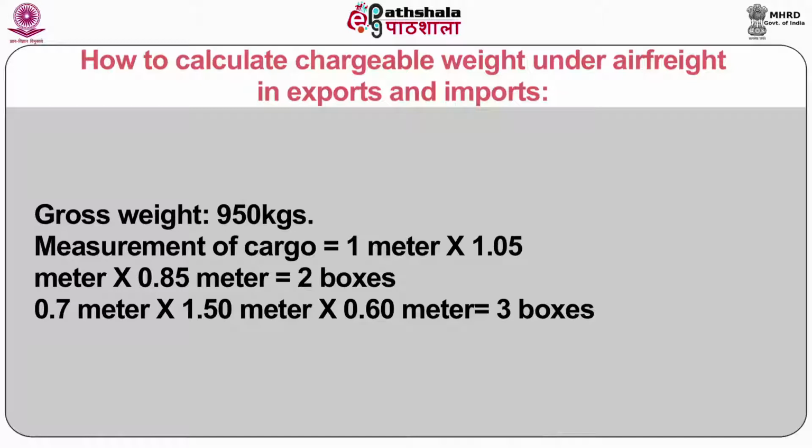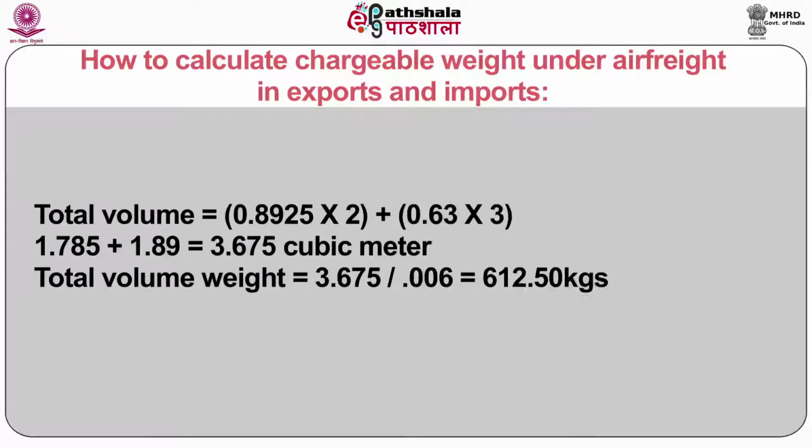Measurement of cargo equal to 1 meter into 1.05 meter into 0.85 meter equal to 2 boxes. 0.7 into 1.50 meter into 0.60 meter equal to 3 boxes. Total volume equal to 0.8925 into 2 plus 0.63 into 3, 1.785 plus 1.89 equals to 3.675 cubic meter.